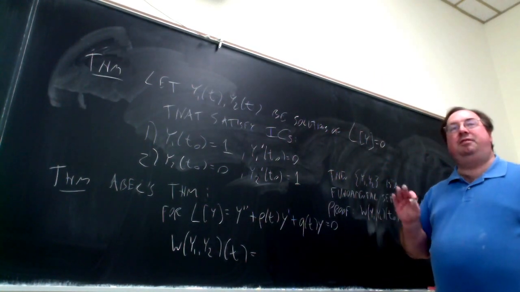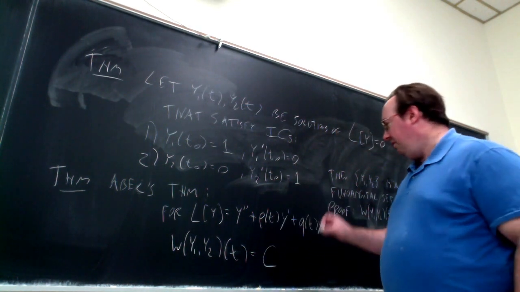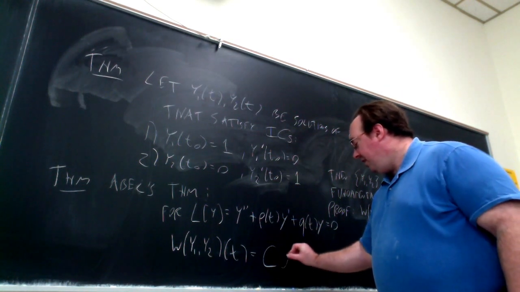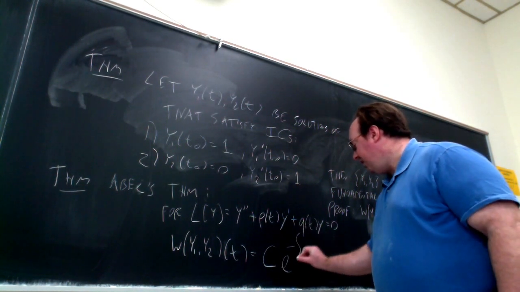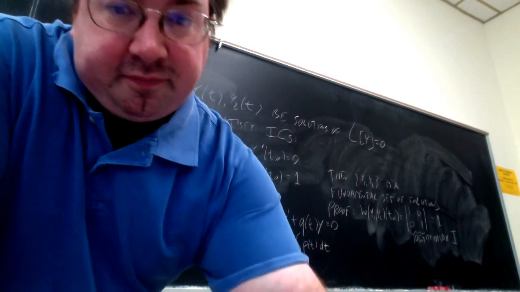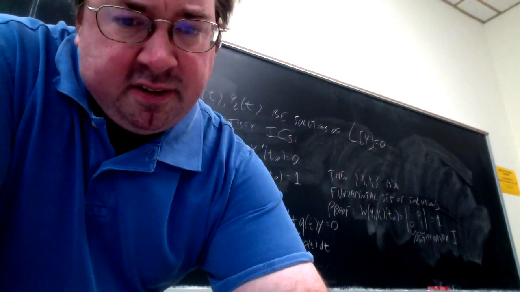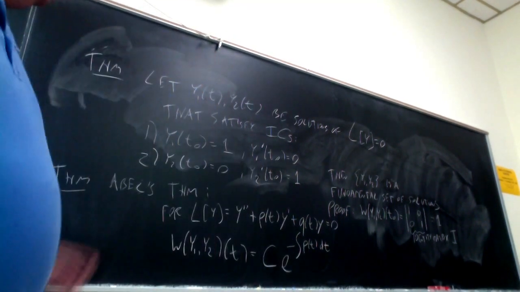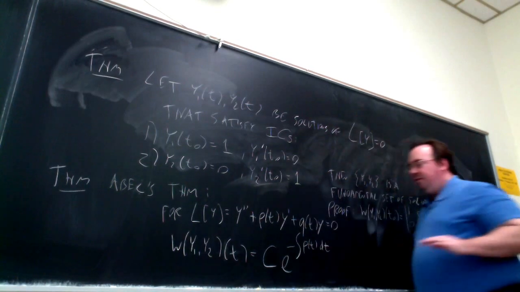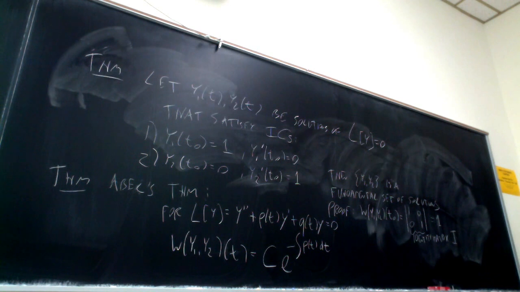The Wronskian of all these fundamental sets of solutions has the same form. It's some constant, so that's the only opportunity for variability here, times the exponential of minus the integral of p of t dt. Okay. You've seen something like this before, something like an integrating factor for a first order equation.